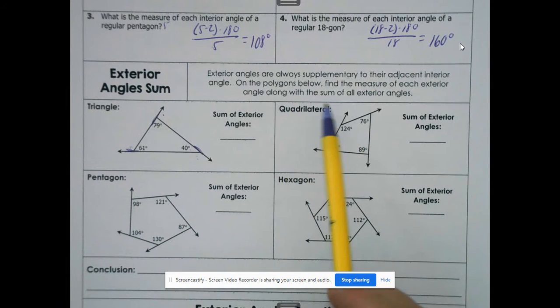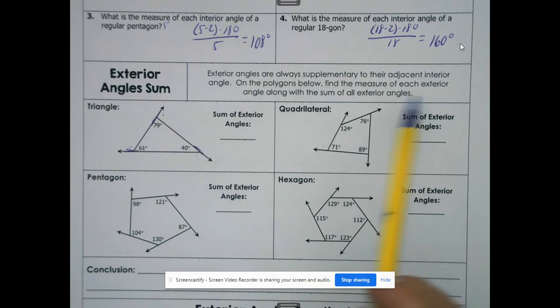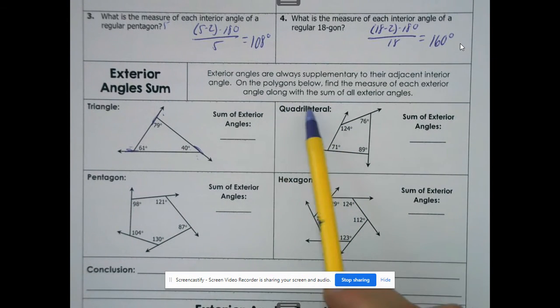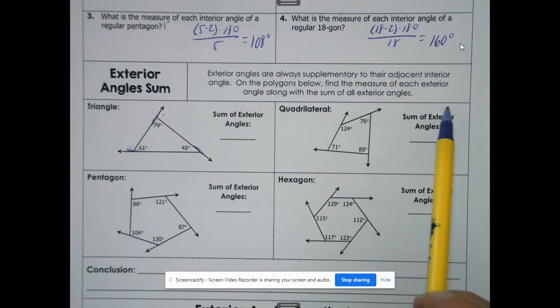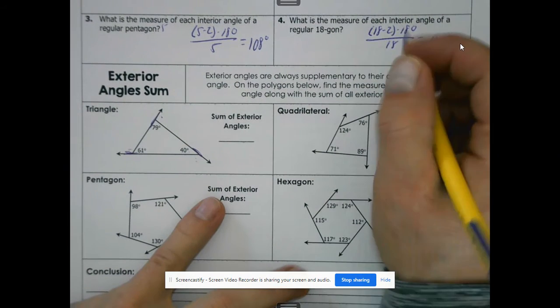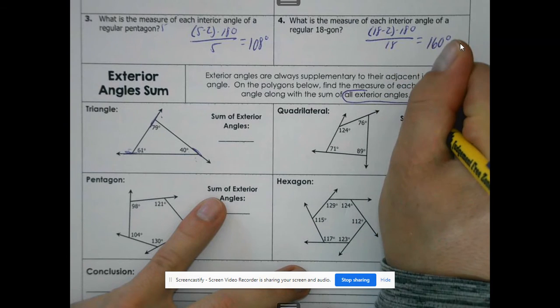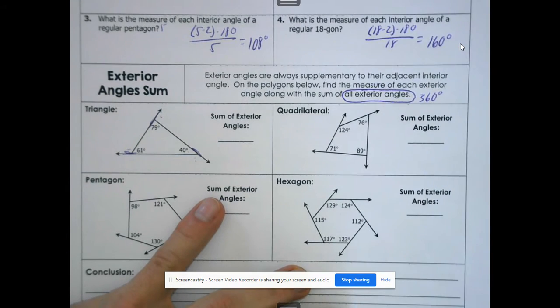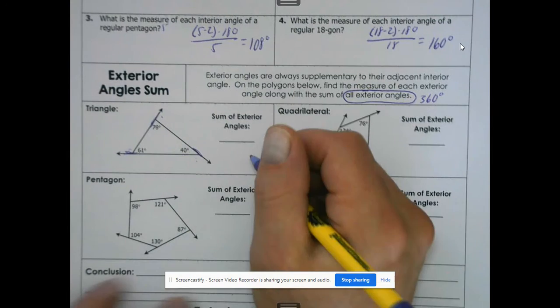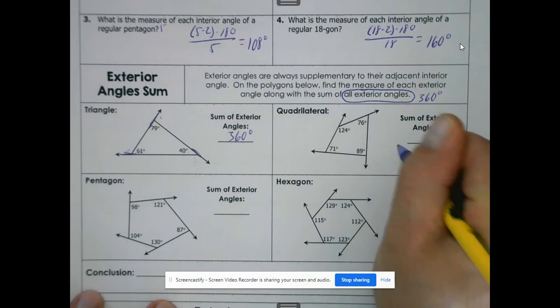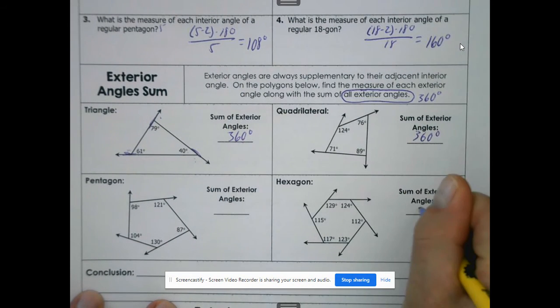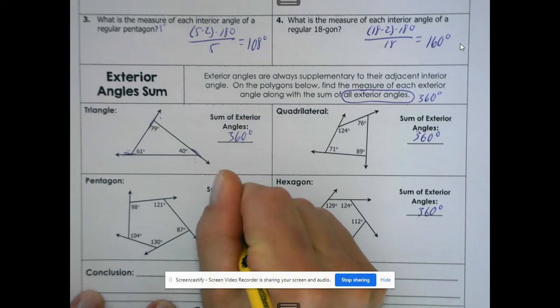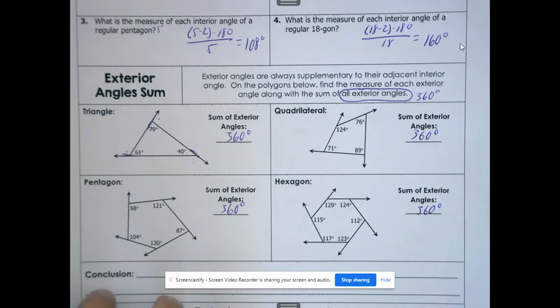On the polygons below, find the measure of each exterior angle along with the sum of all exterior angles. Okay, little trick for you guys. All exterior angles always add up to 360 degrees. Always. It doesn't matter what shape you have, what the polygon is, how many sides it has. Outside is always going to be 360. So for all four of these, outside angles, 360. You'll see that in the quiz for sure.